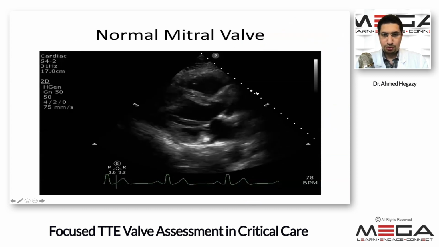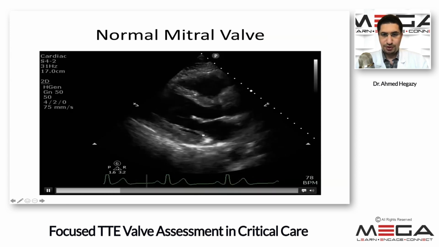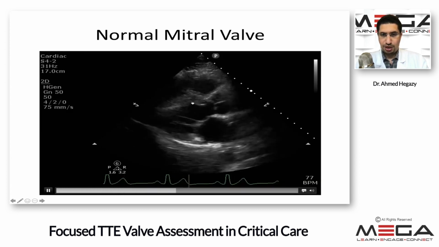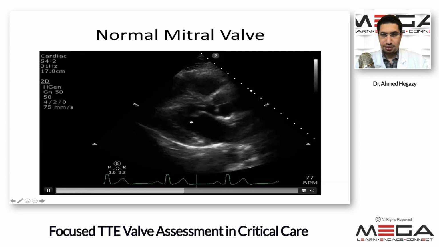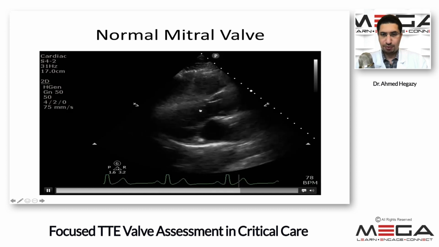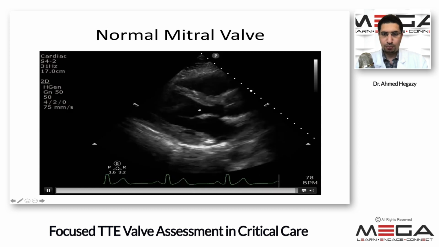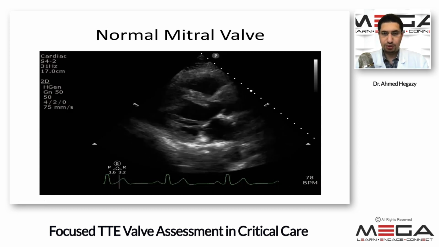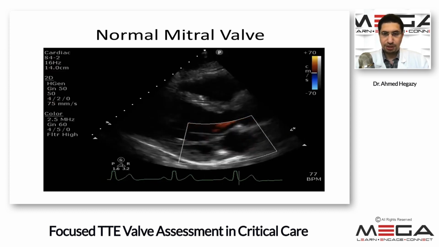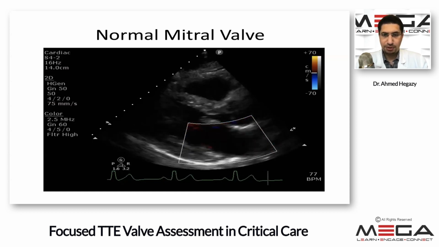So again, there's the mitral valve right here in the far field. What I want to draw your attention to is that when the mitral valve opens during diastole, the anterior leaflet here goes up and approximates the septum. That is a normal finding. Normally it will come close to the septum, to 1 centimeter or less from the septum. We call that the E-point septal separation distance. So it should be less than 1 centimeter from the septum during diastole.